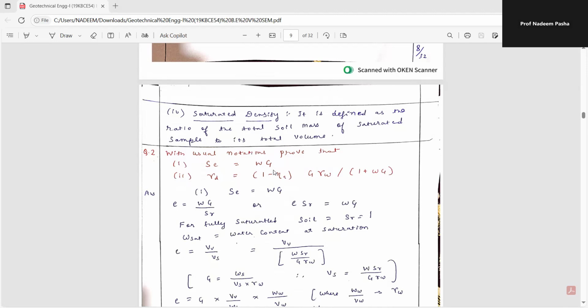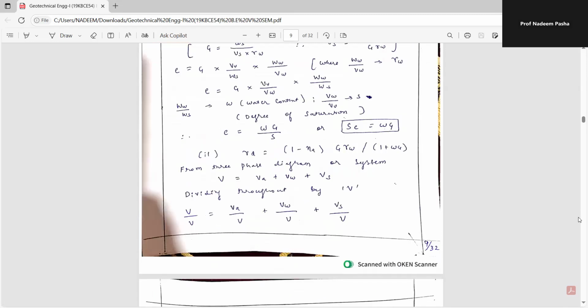e is equal to Vv by Vs. Because G, the specific gravity, is Ws by Vs into gamma w. Therefore, Vs is equal to Ws divided by G into gamma w. So e is equal to G into Vv by Ws into Ww by Vw, or e is equal to G into Vw by Vw into Ww by Ws, where water content is weight of water by weight of solids.